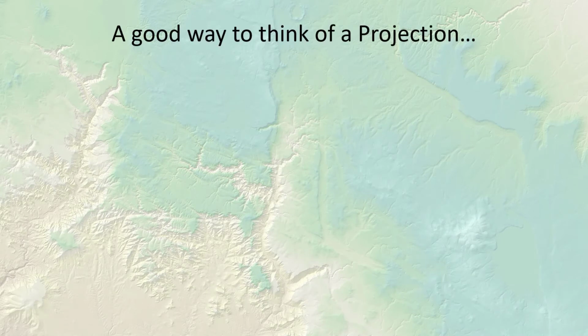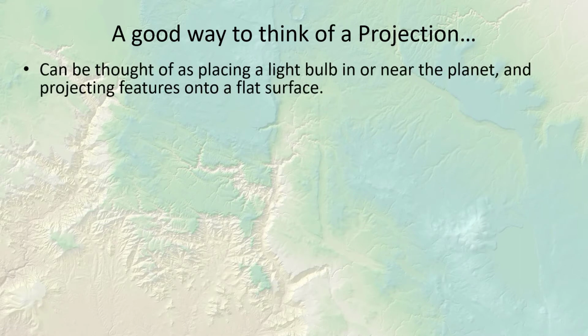So, what is a projection? Projection can be thought of as placing a light bulb on or near the planet, and you project the features of that planet onto some flat surface. Once they're on that flat surface, then the units are no longer in degrees. They are no longer angular units. Once they're on the flat surface, everything turns linear. All of a sudden, you can calculate distances, areas, and directions much more easily. So a key difference between latitude, longitude, and projected systems is that latitude and longitude are angular units, while all projected systems use linear units.